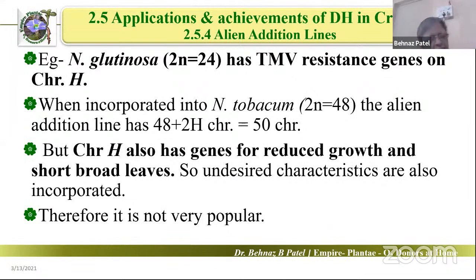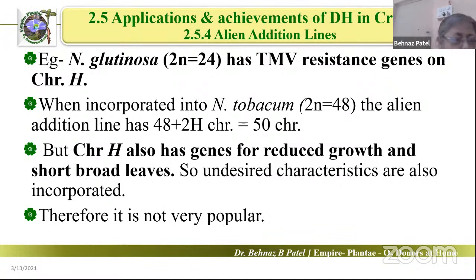So when that gets incorporated into Nicotiana tobacco, you will have 48 chromosomes of Nicotiana tobacco along with two chromosomes H. So 2H, all right? And there we are writing the name of the chromosome, that it has got 2H chromosome and the number has become 50. So this has become an alien addition line. Now, unfortunately, chromosome H has also got the gene for reduced growth and short broad leaves. So it is not an ideal alien addition line.